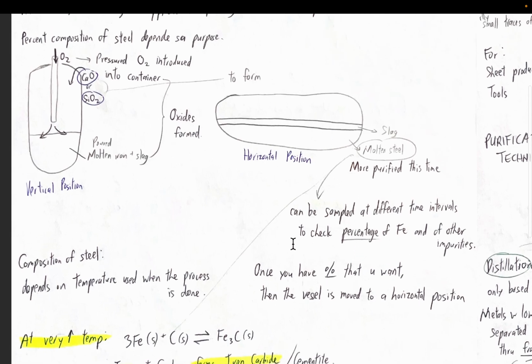So yeah, once you have the percentage composition that you want, that vessel is moved to a horizontal position. Okay, it makes sense. So coming from here, you make the vessel lie down to a horizontal position. The composition of steel depends on the temperature that is used when the process is done.